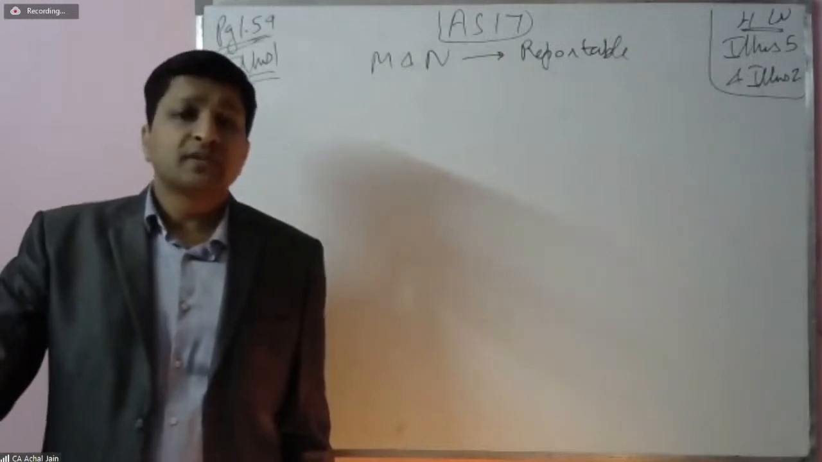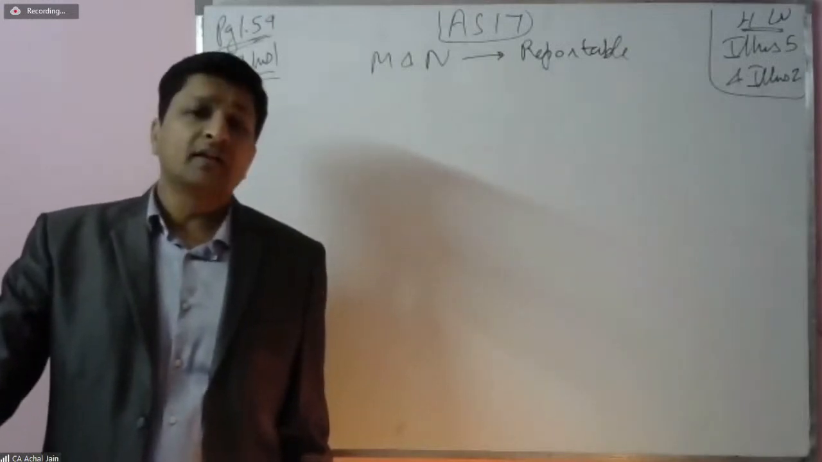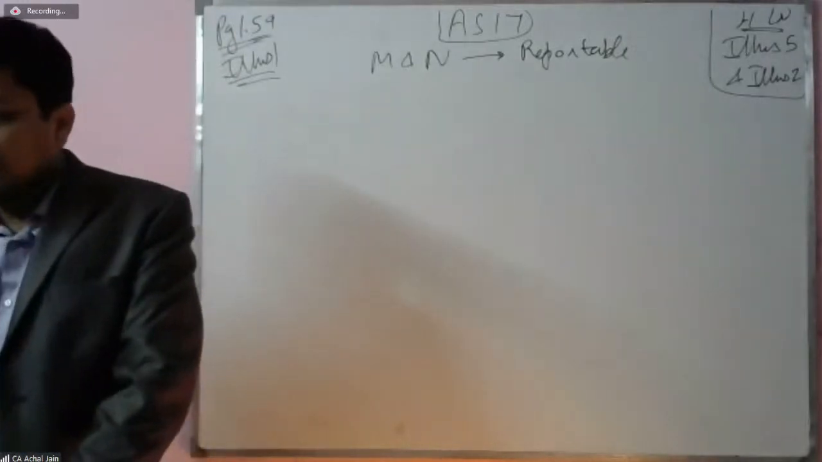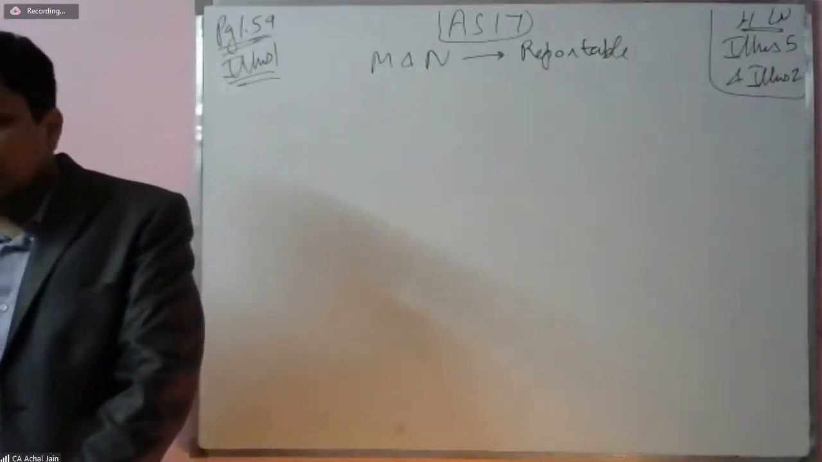Okay, Pooja has also given the explanation as to why R is not a reportable segment. That's good. So I think we can go to the solution now.